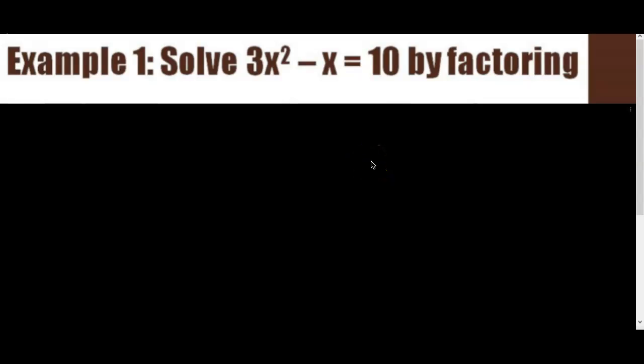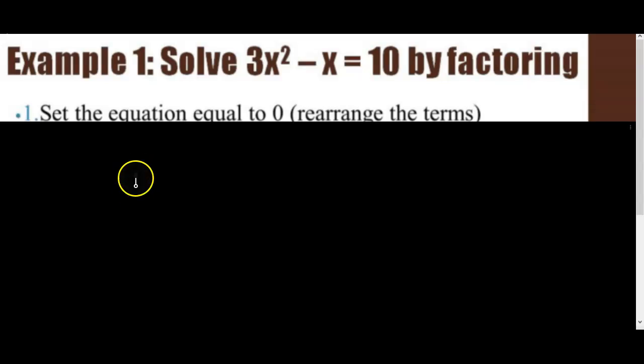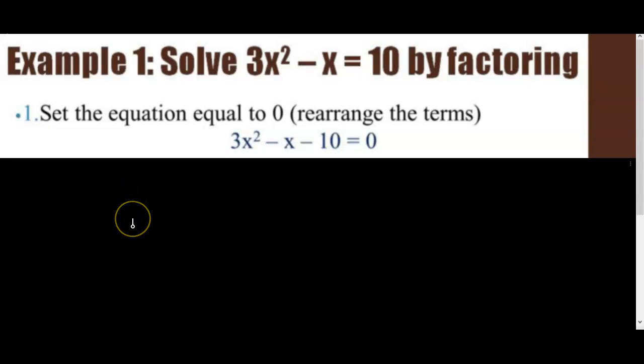Okay? So example number 1, we have 3x squared minus x equals 10. Is that currently set equal to 0? No. So we have to subtract 10 to the other side. You must get it set equal to 0. So we're going to subtract 10 from both sides. That makes my new equation 3x squared minus x minus 10 equals 0.